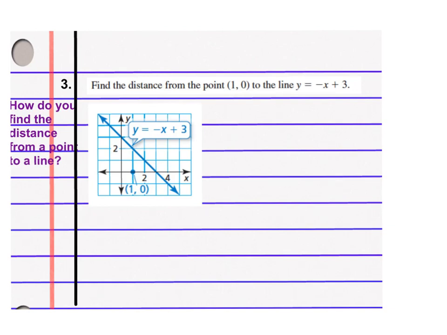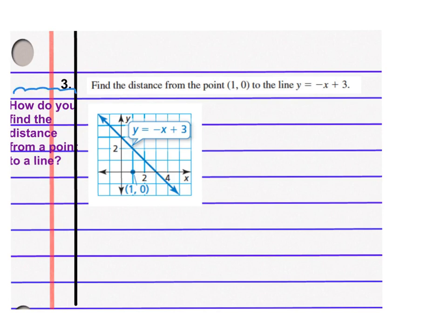All right, example 3. I do want you to write everything down for example 3, please and thank you. Find the distance from point (1, 0) to the line negative y equals negative x plus 3.